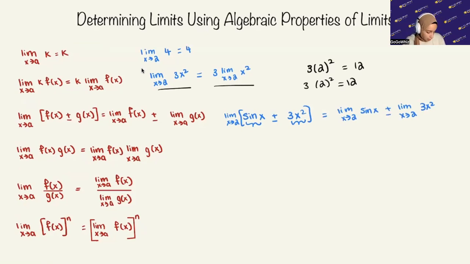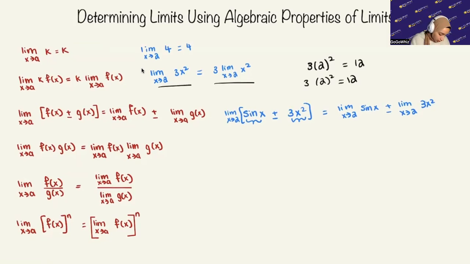Now, that also applies for multiplication and division, where I can split them up. The next one says the limit as x approaches a of f of x multiplied by g of x. So I'm taking the limit of the multiplication of 2 functions. So over here, this is the limit of a product.